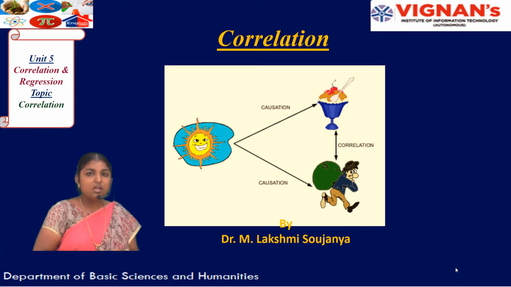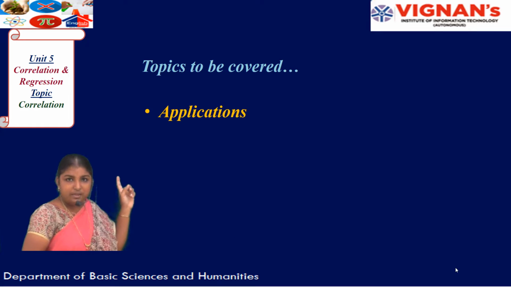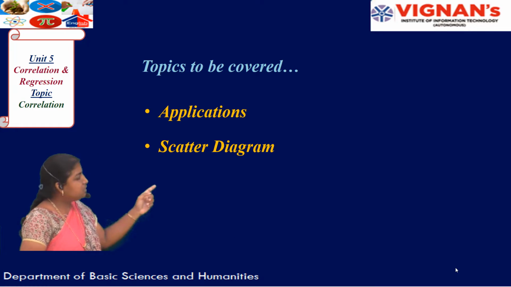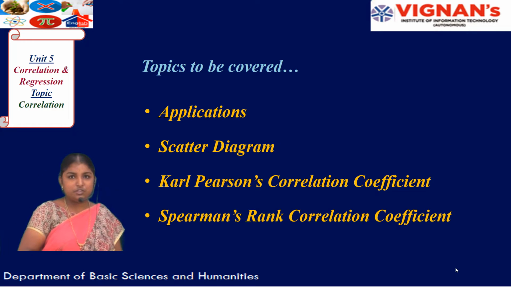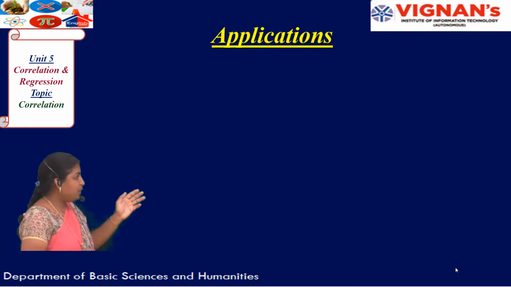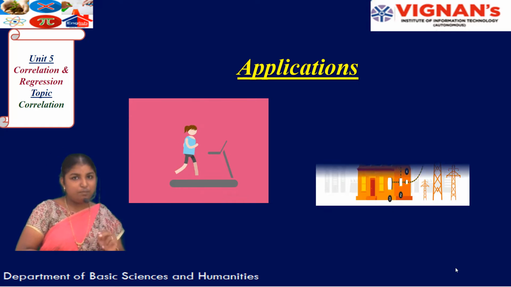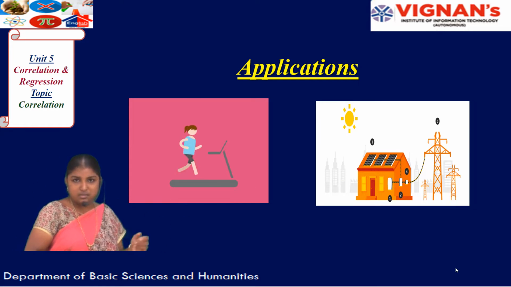Topics to be covered in this unit: applications, scatter diagram, Karl Pearson's correlation, and Spearman's rank correlation coefficient. First we are discussing applications. Here, see this picture, we are seeing two applications. One is a treadmill, another one is a solar system.